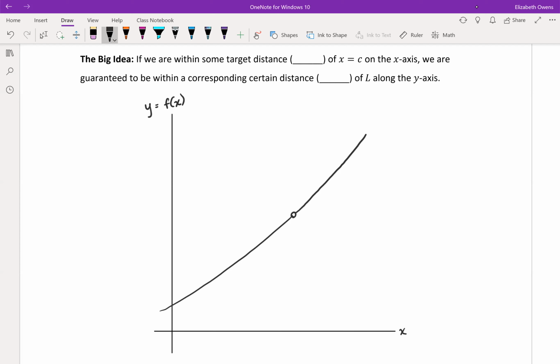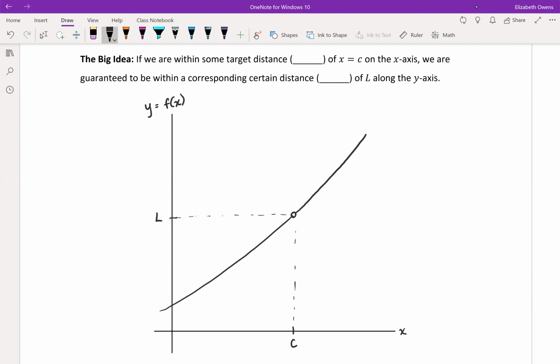Okay, let's say we want to look at the limit of this function as x approaches c. So we could see just from what we know of limits that we would normally put our fingers on the graph and come in from both sides, towards c, and we would say that the limit is going to be this y value right here. So that's going to be our limit L. We know that.